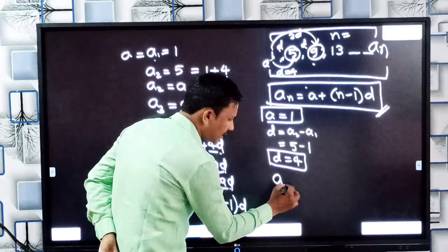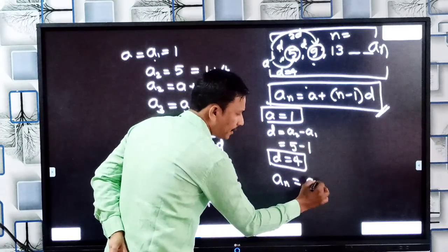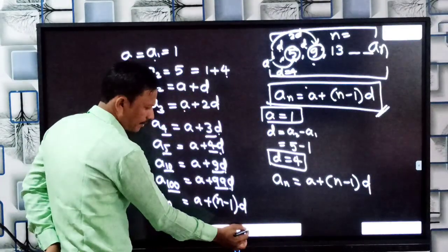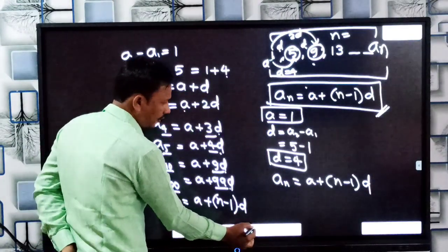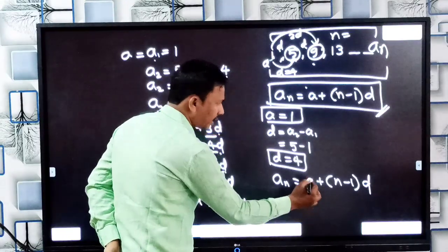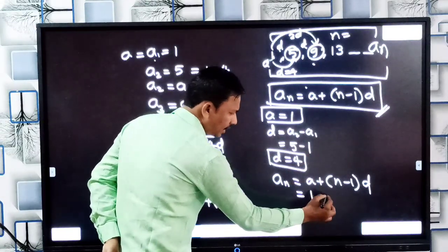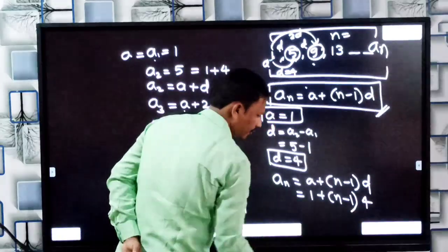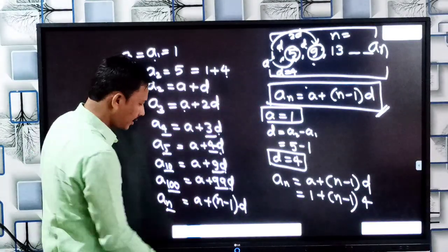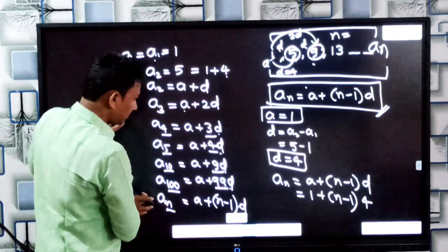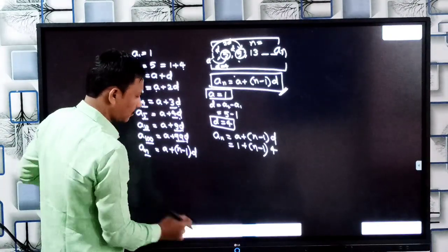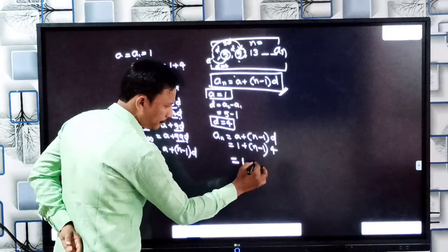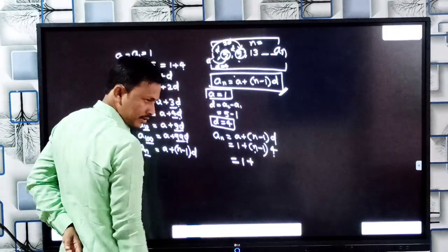Look here. an is equal to, what is the formula? a plus in bracket n minus 1 into d. Correct? a plus in bracket n minus 1 into d. This is equal to, what is a value? 1 plus n as it is. We don't know n value. What is d value? 4. Okay. Next. This is equal to 1 plus 4 into n.